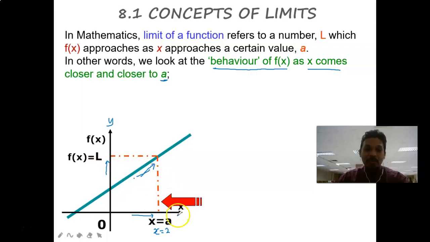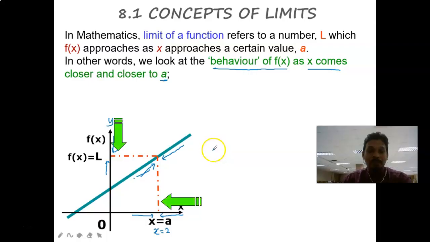And also, when x approaches a from the right, when a equal to 2, just imagine that x approaches a from the right: 5, 4, 3, and then 2.5, 2.3, 2.1, 2.001, 2.0001, getting closer and closer to a. You can see here the graph approaching the value L, and the value of y is approaching from above.